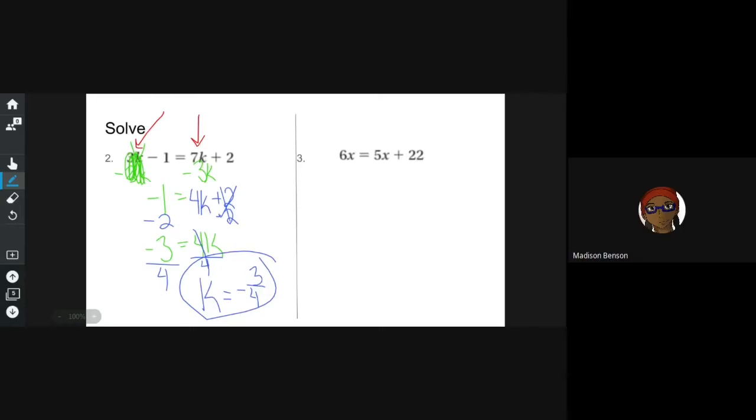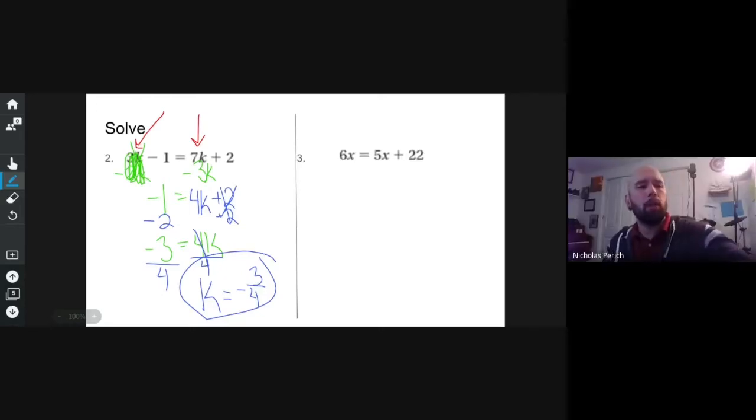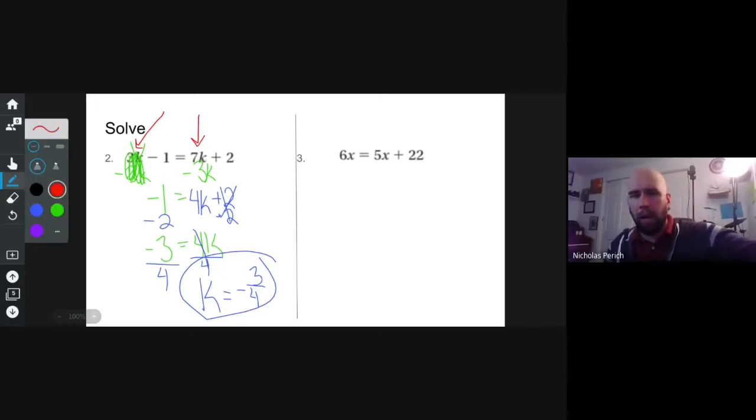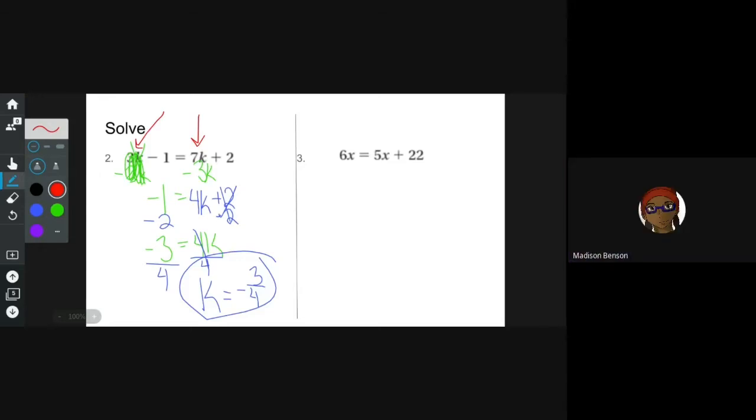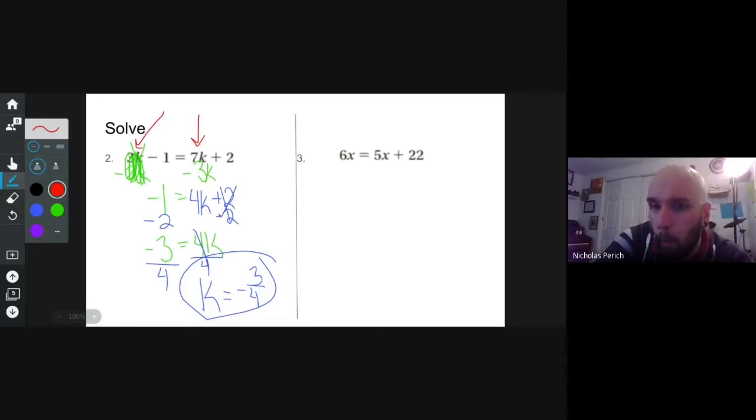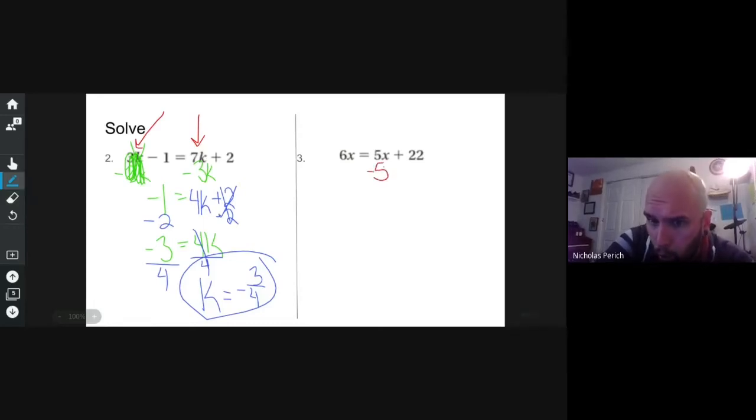The 5x. Yeah, sure. If I have a 5x that's just floating around, how do I get rid of the 5x that's just floating around? You minus it from both sides. You do. And this is great.